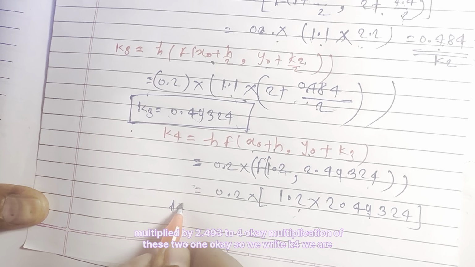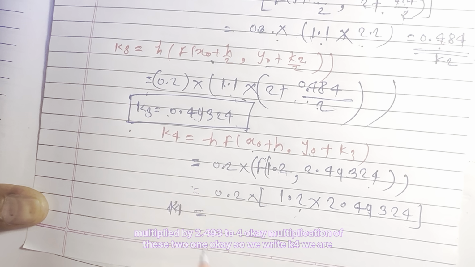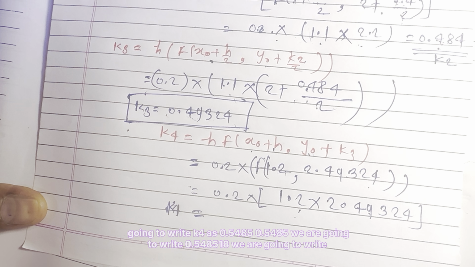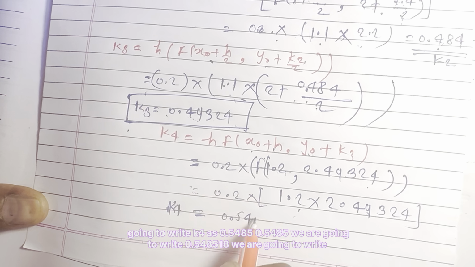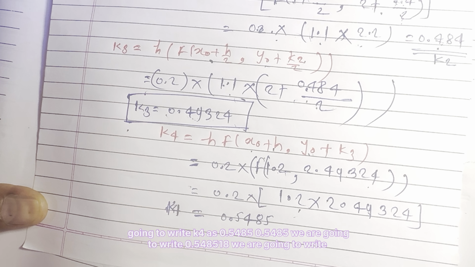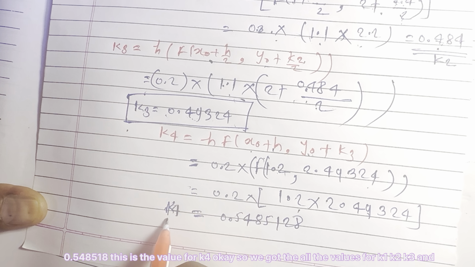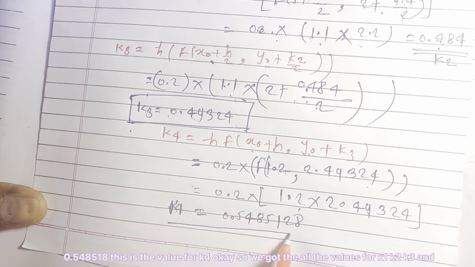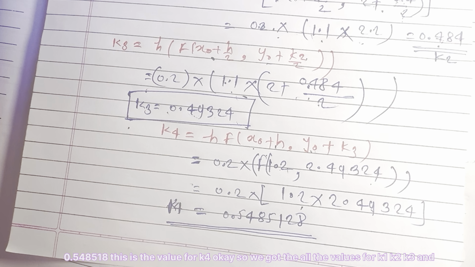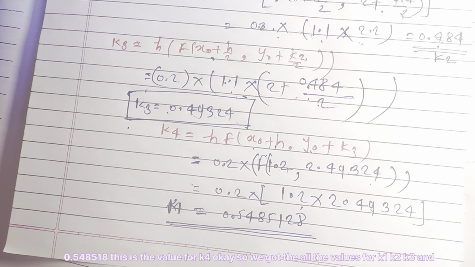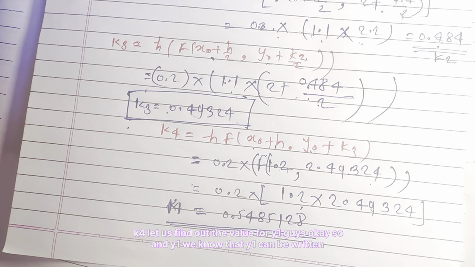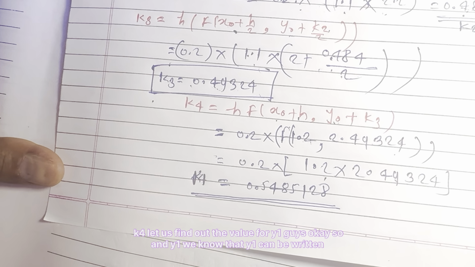So we write k4 as 0.5485128. This is the value for k4. So we got all the values for k1, k2, k3 and k4. Let's find out the value for y1, guys.